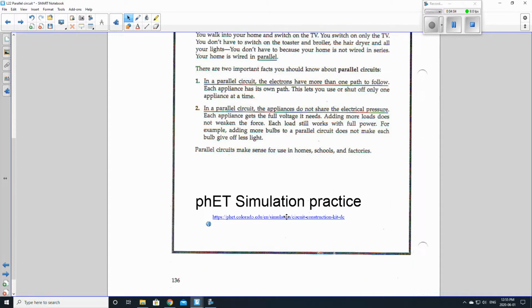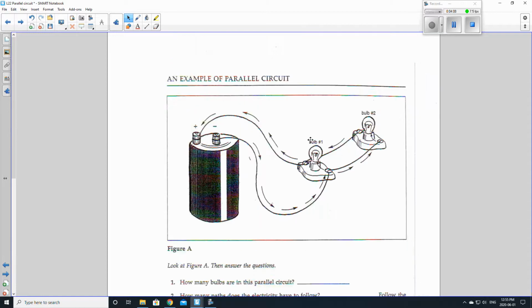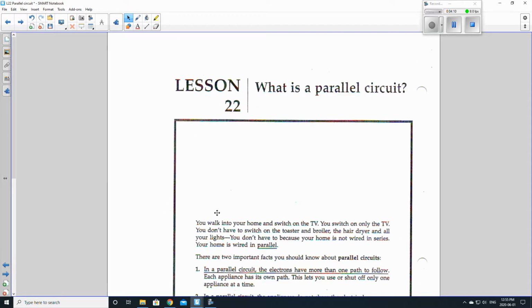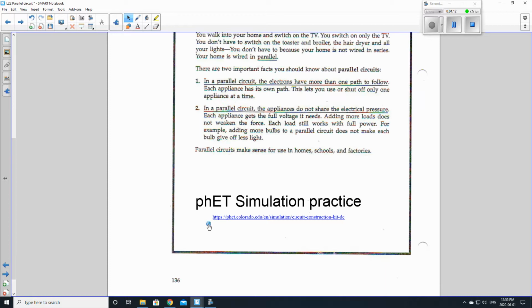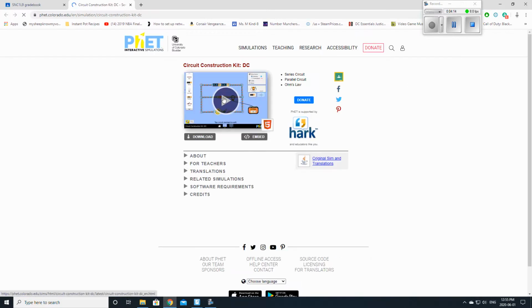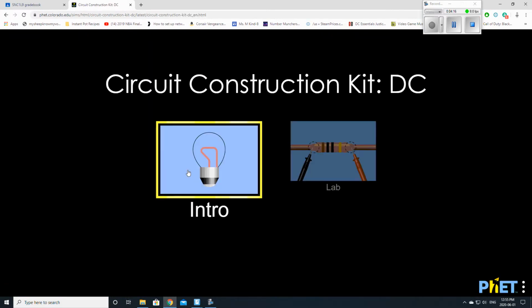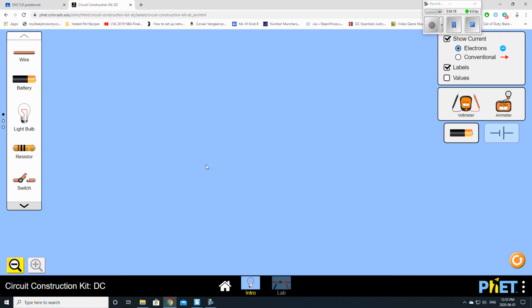Let's do a PhET simulation practice just so we can see what this means. We're going to explain this over here, but I think seeing is believing. So click on the link, then click on play. We should be pretty familiar with this if you've been following along. First I'm just going to construct a series circuit. I'm going to use two batteries. Let's just go like this.